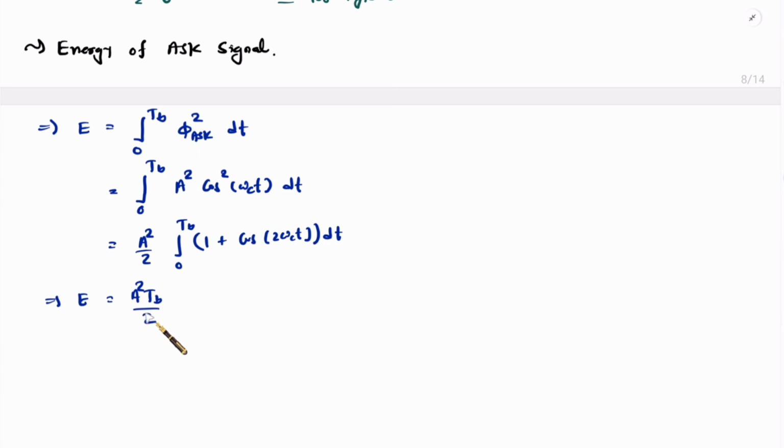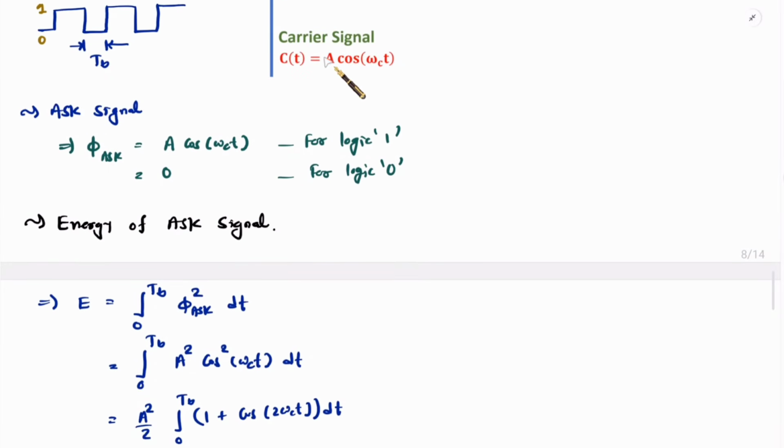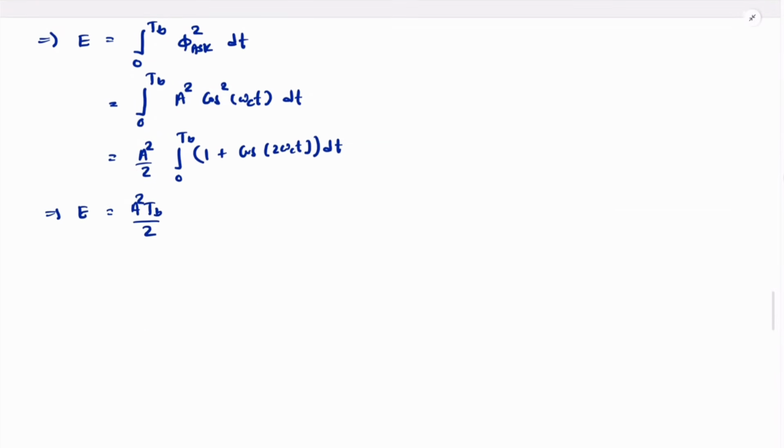And based on this energy, if you talk about amplitude of this carrier signal, then one can say A is equals to square root of 2E by TB, right? If you take this 2 on this side, divide it by TB, and then we have A square, so square root of this, right? Now we have energy of signal and based on that we have amplitude of carrier.